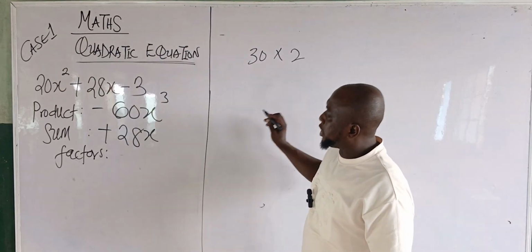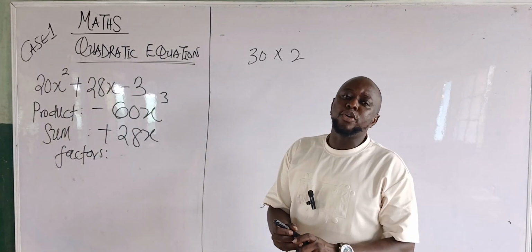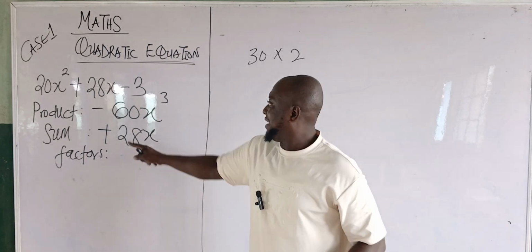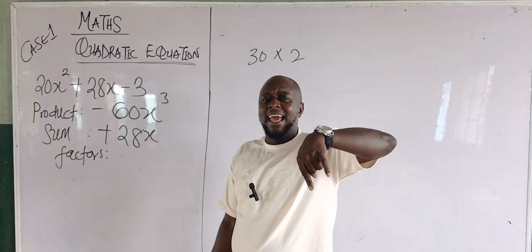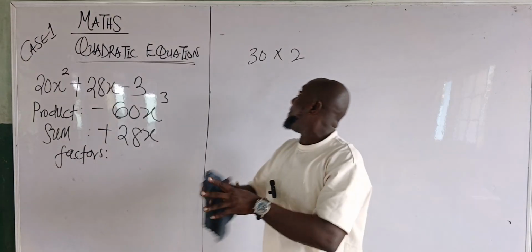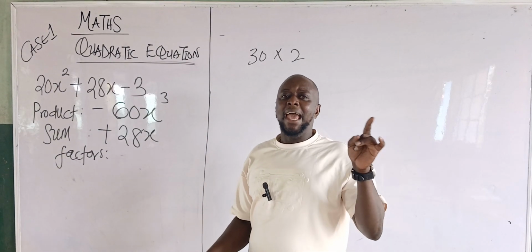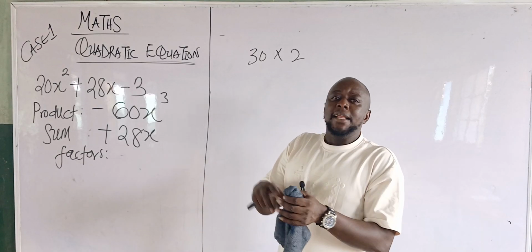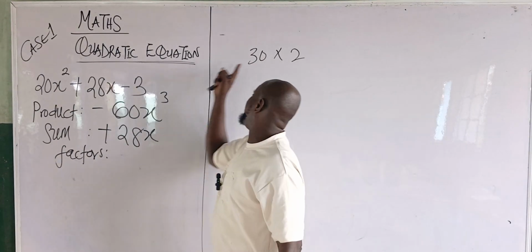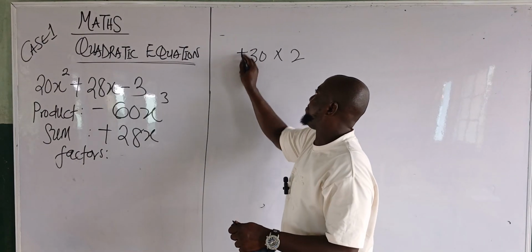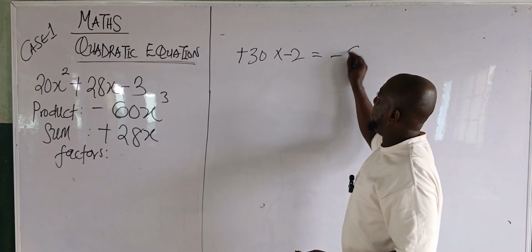Am I correct? But before you do that, check the sum. The sum has a plus sign. And I told you in the first two videos that the sum is your emphasis, so you look at the sign there. If the sign is positive, the big number, whatever you are multiplying to give you the product, must be negative. If it is negative, the big number must be positive. Here the sum is positive, so the big number here is positive. So here is plus, here is minus. If you do that, plus 30 times this one will give us minus 60.